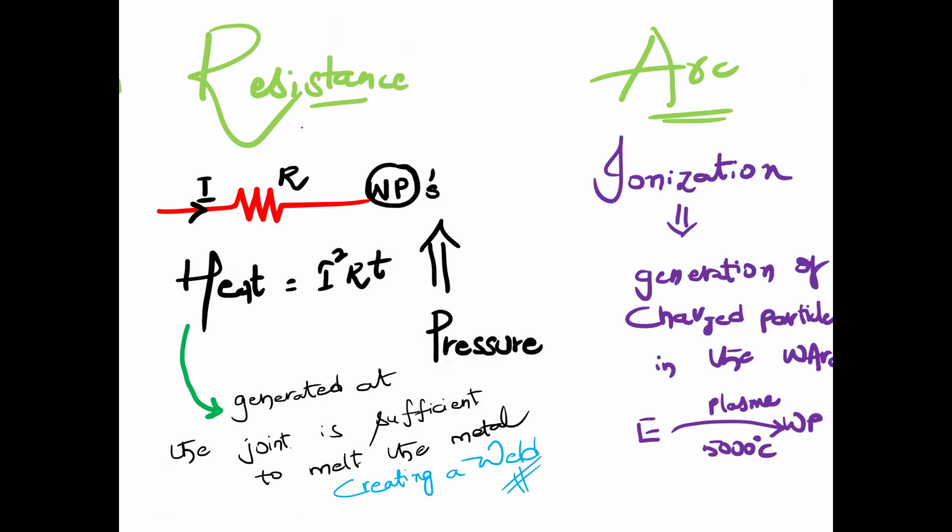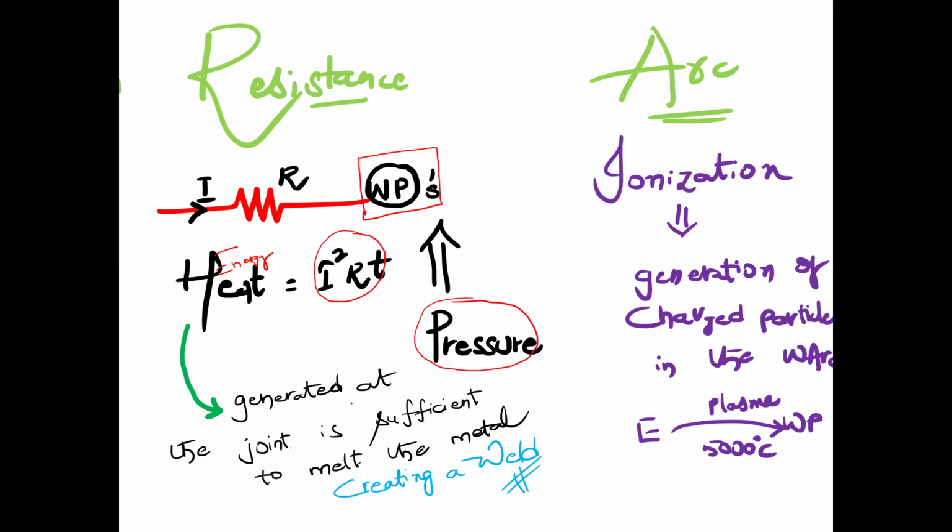In resistance welding, remember that whenever a current passes across the material, the workpieces (WP stands for workpieces), I would like to join these workpieces. I pass some current and create energy, which is called heat energy, according to Joule's law of heating, I squared R T. As well as that, we have to apply some pressure. In order to join the two workpieces, we initially create heat energy, and we also apply pressure to join them.